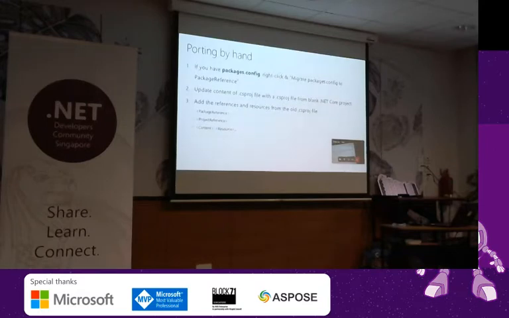Moving on, if you port manually and you have your packages.config, what you do is right click and select migrate packages.config to package reference. You can locate this in Visual Studio, in the Solution Explorer at the side. And to update the content of your project file, it's best that you create a blank project file for .NET Core. Same goes for Windows Forms, etc.